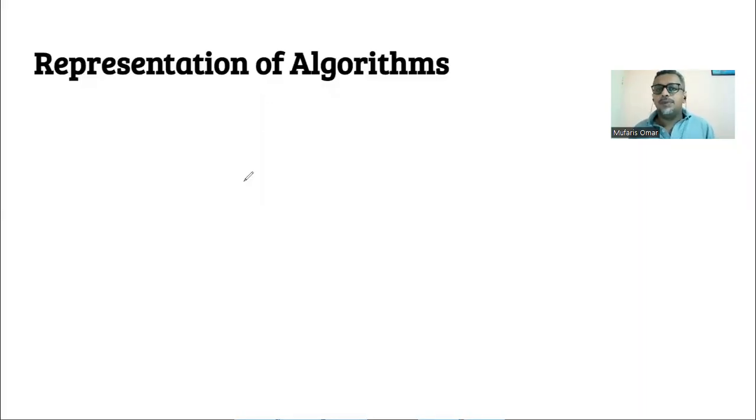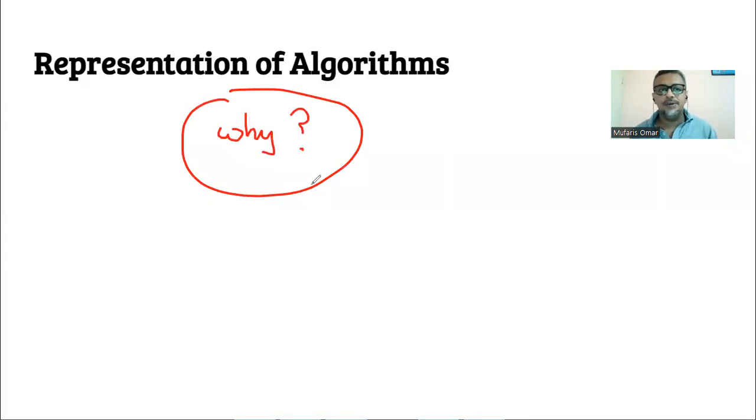Okay. So why do we write programs? Why do we need to write computer programs, software? Why do we create software? So we started with this discussion, right?